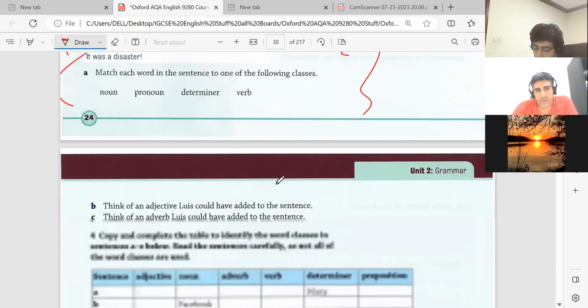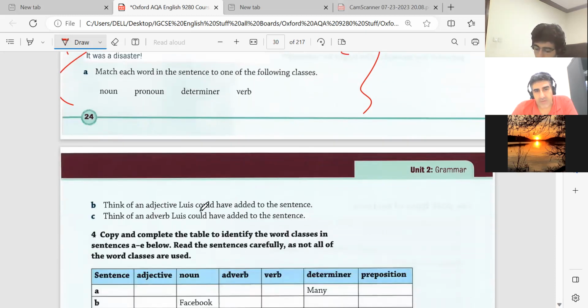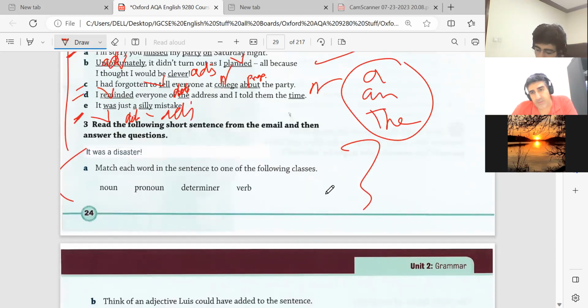Now think about an adjective Lewis could have added to the sentence. Let's take just an adjective. Okay? If we wanted to add an adjective to this sentence, what is this word? In the words of the boy Lewis, guys: it was a disaster. I need an adjective, one more word class. Who can add one word to describe disaster?